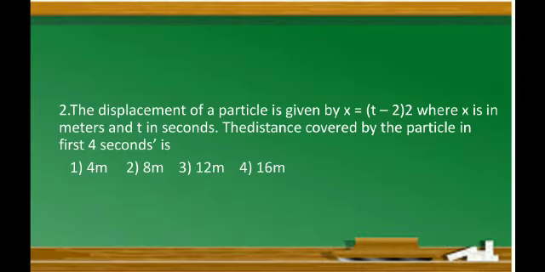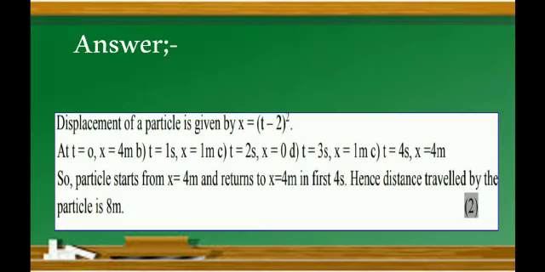The displacement of a particle is given by x is equal to (t minus 2) whole square, where x is in meters and t in seconds. The distance covered by the particle in first 4 seconds is, here the options, first one 4 meter, second one 8 meters, third one 12 meter, and fourth one 16 meter. Answer.